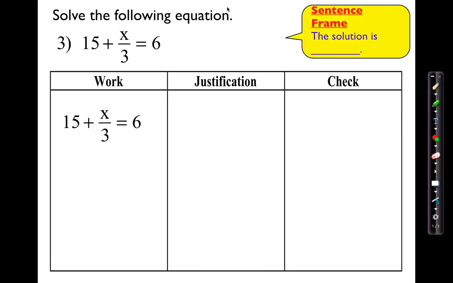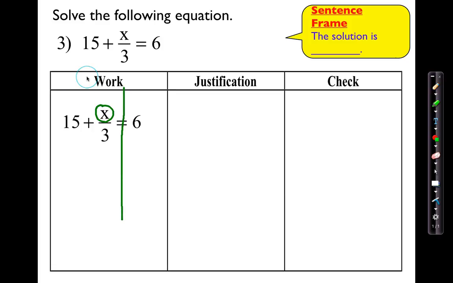Now let's take a look at number 3. Number 3 looks a little intimidating, but I'm going to do the same thing that I've done in the last few examples. I'm going to identify the variable, so I'm noticing my focus is going to be on the left-hand side.